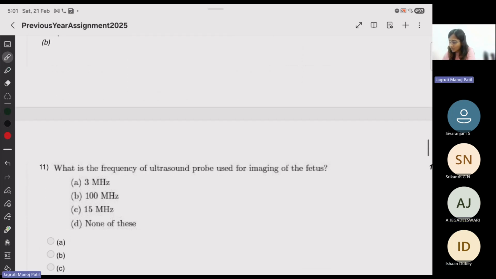Okay. Then what's the frequency of the ultrasound probe being used if you want to image a fetus? Would it be a high frequency or lower frequency? Lower, yes, 3 megahertz. Exactly. Low frequencies you use for deeper organ imaging, whereas this is more of a clinical ultrasound frequency. And this other one is not at all used in clinics. That's more of a research-based frequency.